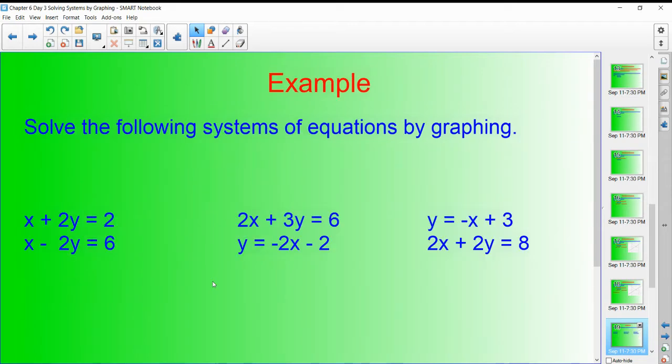Now I want you to try some of them out. I want you to pause the video. We've got equations in slope-intercept form and standard form. I want you to practice both methods of graphing. Don't restrict yourself to just, well, I only know how to graph y equals mx plus b. I want you to be able to graph in any form I give you. So pause the video, and when you're ready, unpause it. I will show you the answers to these 3.